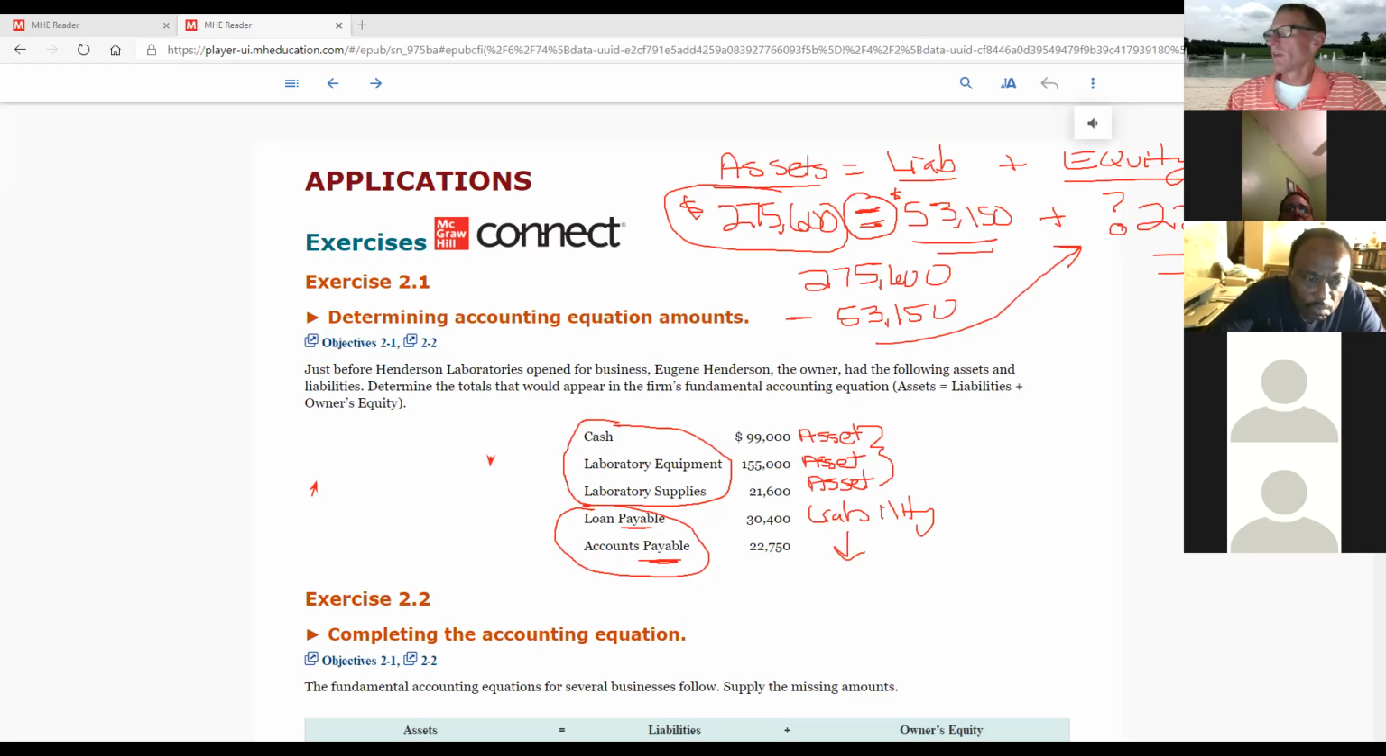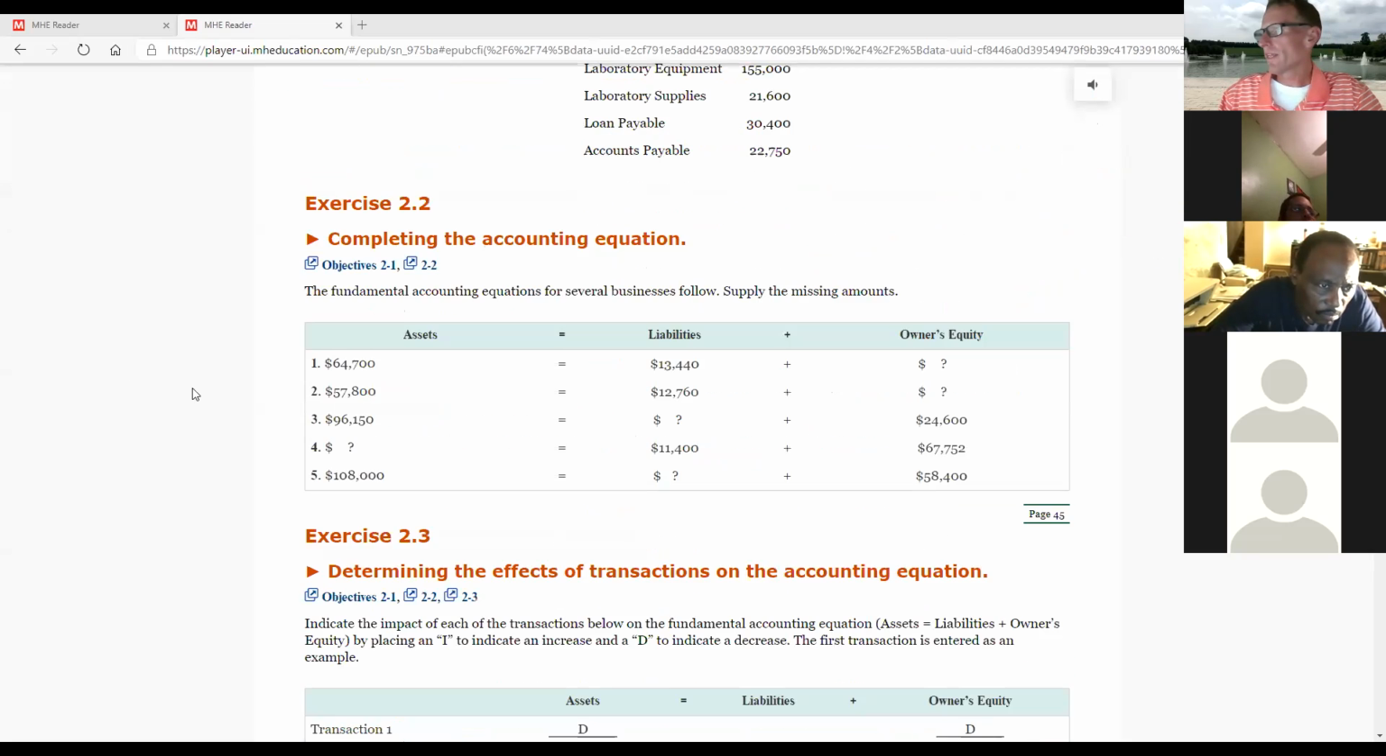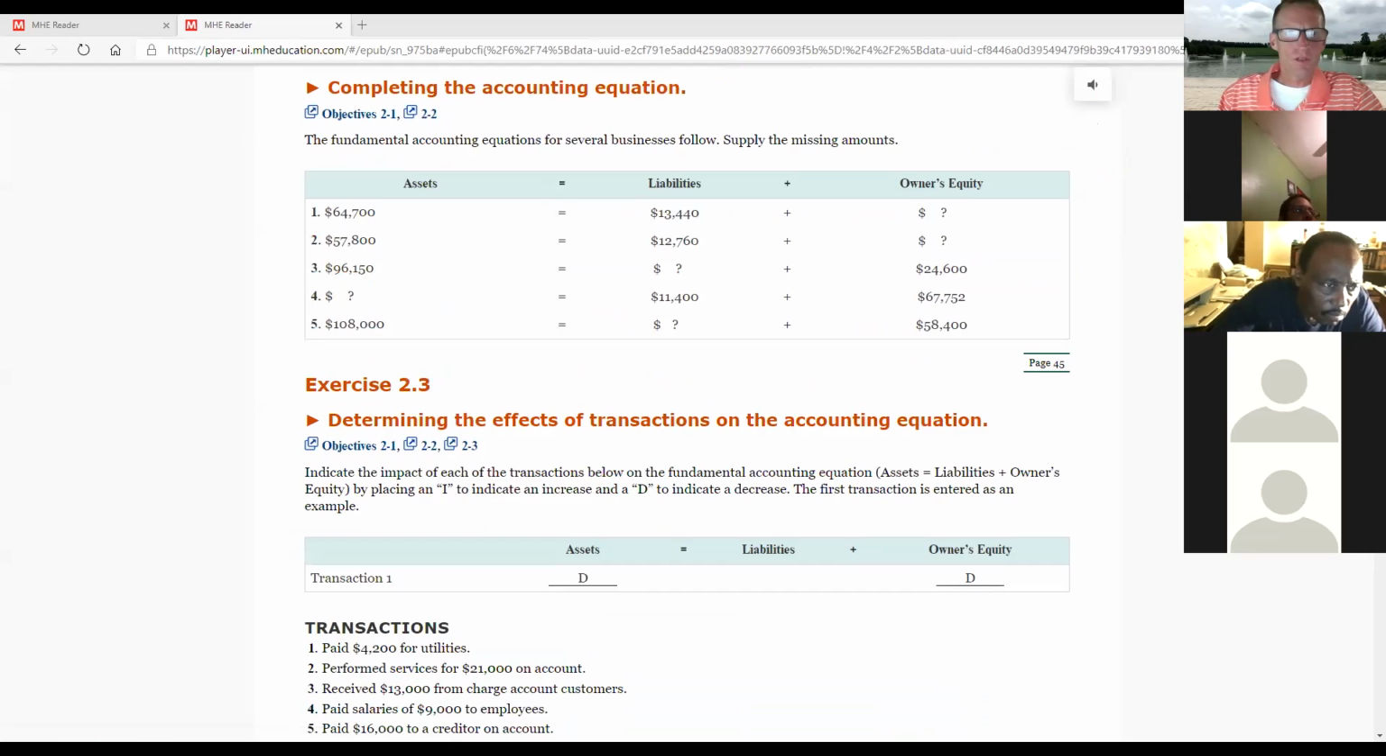Okay, we're good. All right, that was 2.1. Let's go to the next one. Let me clear that. The next one is just filling in the pieces. So on the next one, notice, and these are all independent situations, we've got assets, liabilities, equity. Notice you've got assets of 64.7, liabilities of 13.440, and notice the unknown is equity. They want you to simply fill in the pieces.